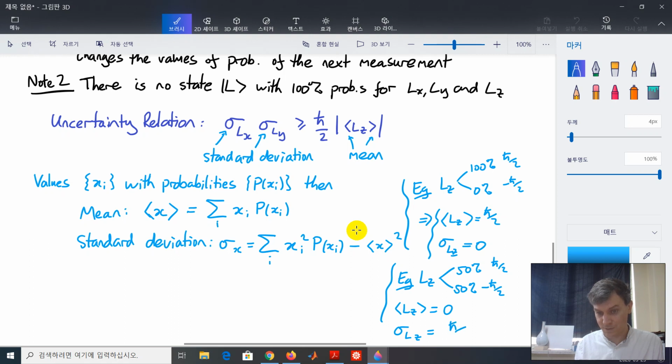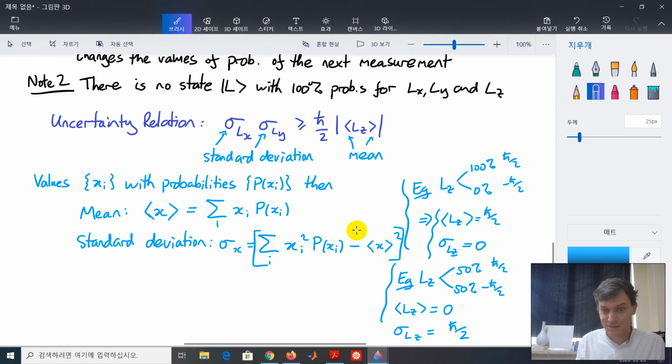which would just be equal to h bar over 2. Oh yeah, I should say there's a mistake here. This defines the variance. To define the standard deviation, we need to take the square root of this. Sorry, that was my mistake. So there's a square root here.